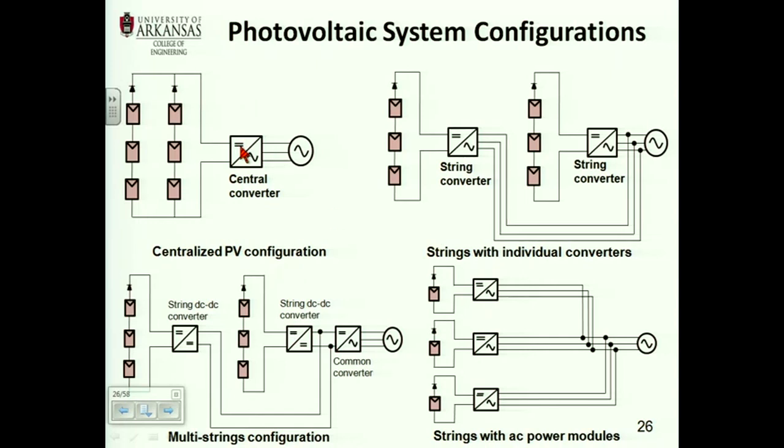Here, this equal sign means DC. This is AC. So here you go from DC to AC. There is what is called a two-stage. You have a DC to DC, right? DC, DC. So you have a string and a string from DC to DC, and then you go to a common DC bus where you go from DC to AC.